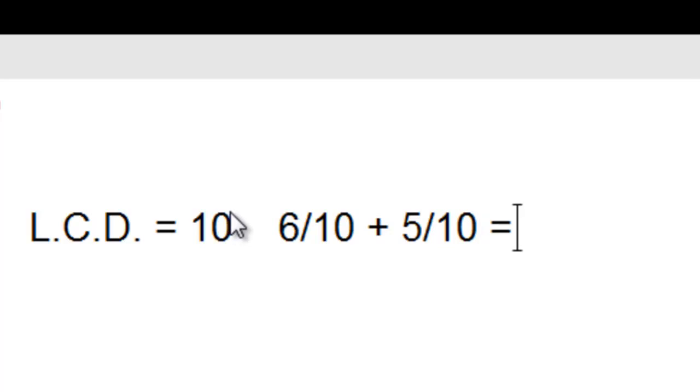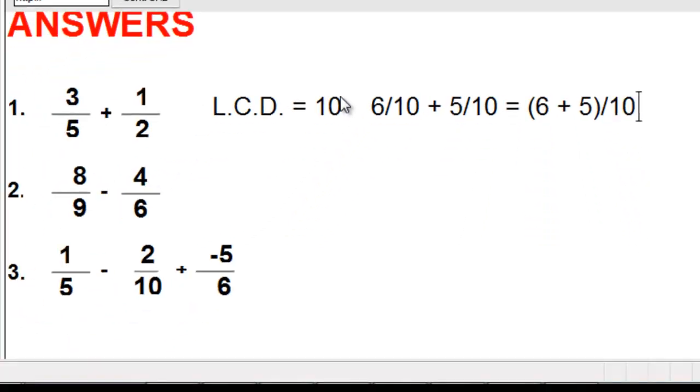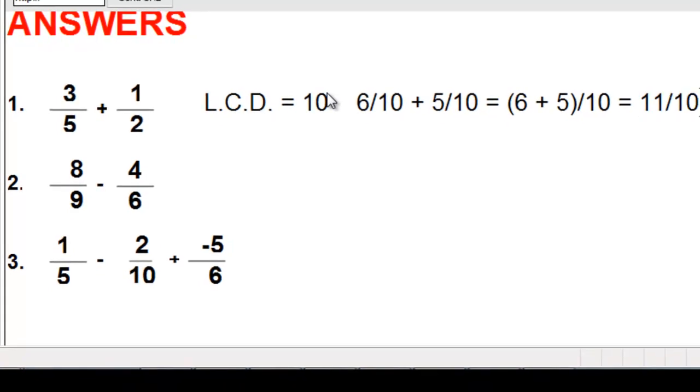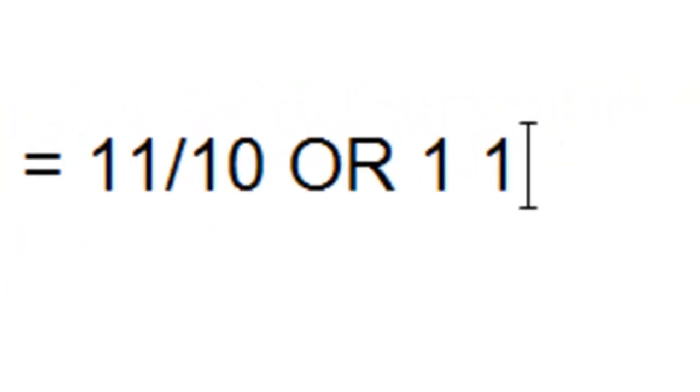And then you just add the numerators. So 6, and we use brackets here to avoid confusion, so 6 plus 5 over 10 is 11 over 10, or 1 and 1/10.